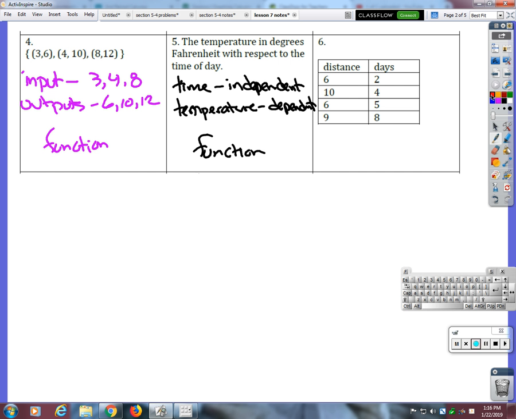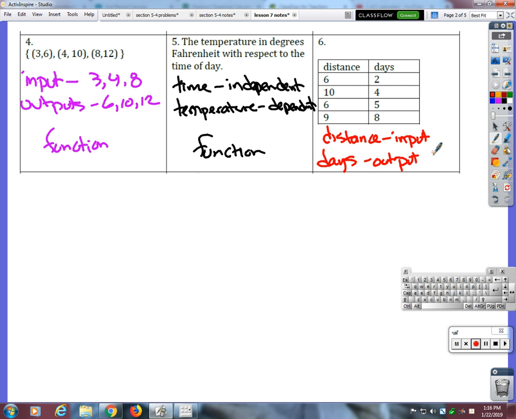All right, next one. What are the inputs? The distances or the days? The distance, because it's in the x column. So distance here is going to be the input, and the days is going to be the output.